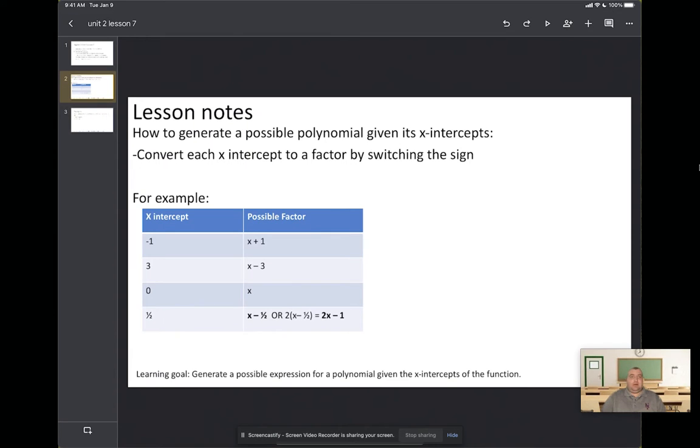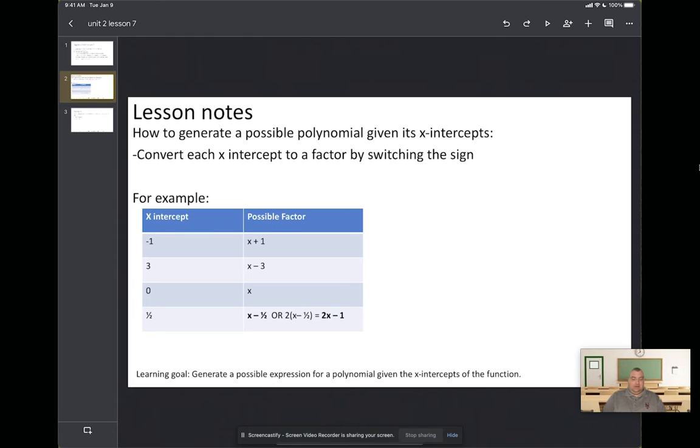Welcome back, everybody. We are up to lesson 7, and today we're going to look at a specific situation involving x-intercepts and polynomials. What we're going to look at is, if we are told what the x-intercepts are of a polynomial, how can we figure out a possible polynomial that has those given x-intercepts? So again, if we are given an x-intercept or a number of x-intercepts for a polynomial, how can we generate a polynomial that has those given x-intercepts?